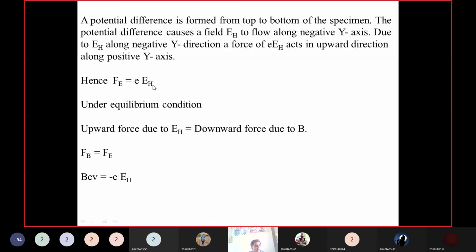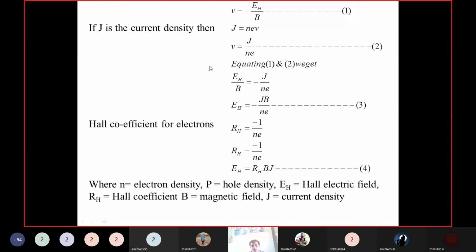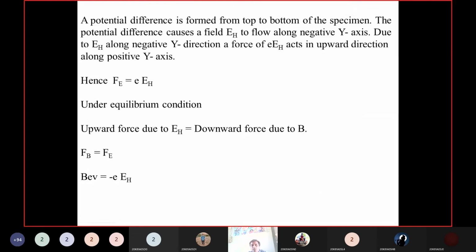At the equilibrium position, the force due to the magnetic field is equal to the force due to the electric field. That's why BeV is equal to eE_H. I am taking a minus here because both are in opposite directions. From the above equation we calculate the velocity of the electron: V is equal to E_H by B.